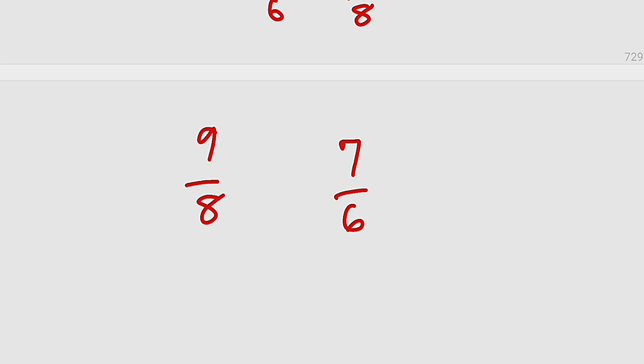So how can we transform 8 into 24? By multiplying by what? 3. But for equivalency, you have to multiply the top by the same number. How can we transform this into 24? By multiplying by 4, right? And you have to do the same thing to the top.